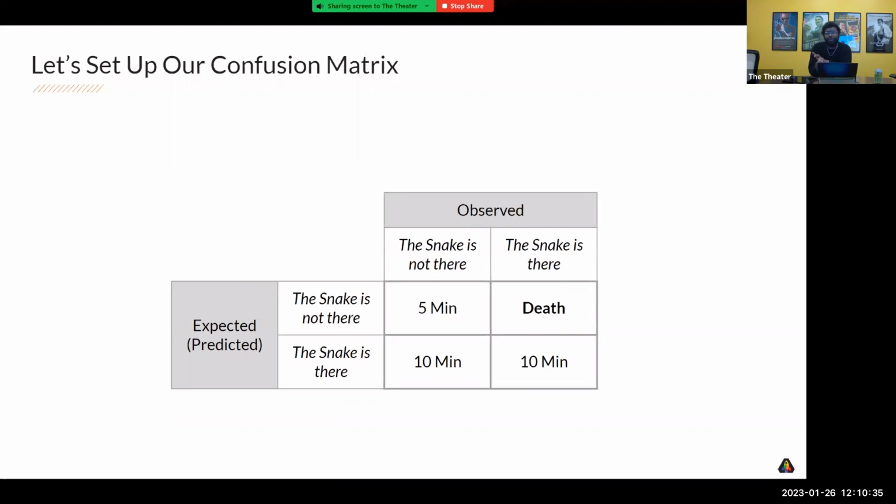And in this case, we can't afford to be wrong, because if the snake is there and we don't think it's there, then that's the end of us, and it doesn't really matter how long it's going to take us to get there because we're never getting there.